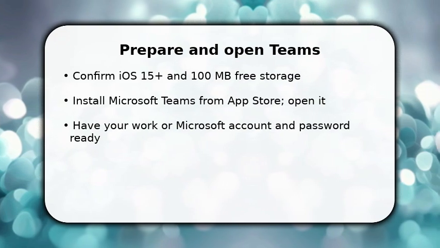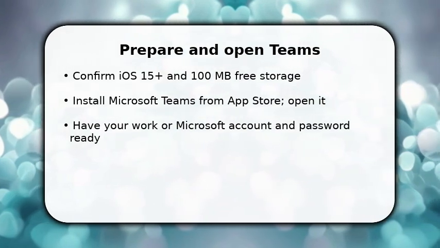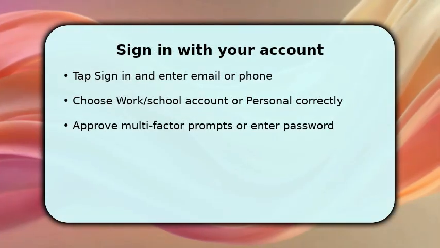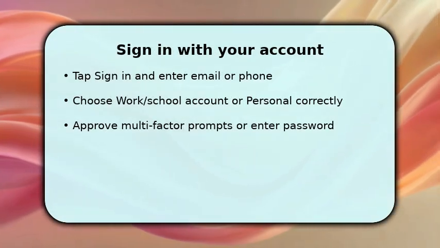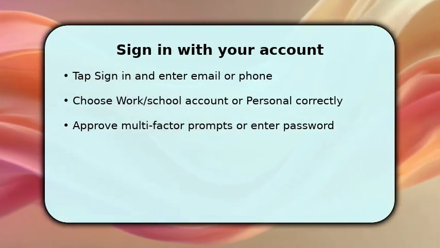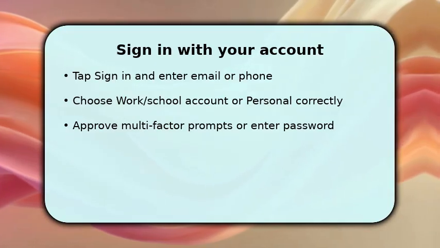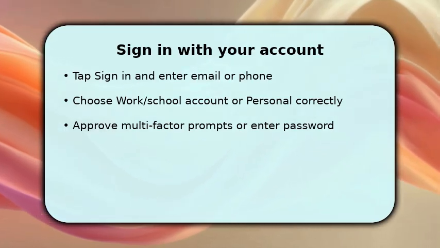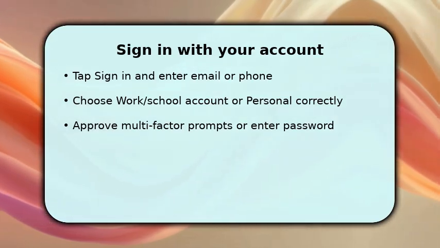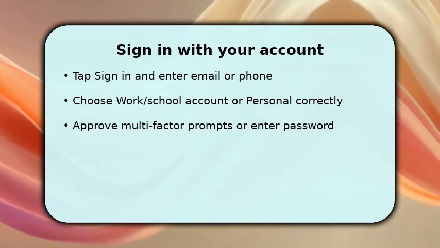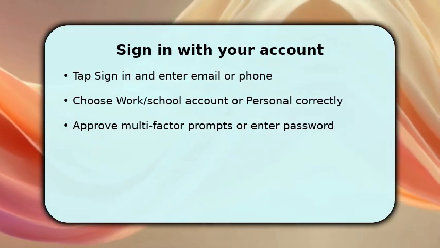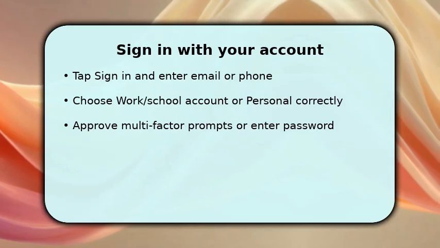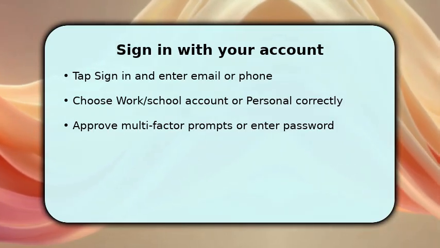You tap Sign In and type your full work or Microsoft email address, then choose work or school account if prompted. That decision routes you to proper authentication. Next, enter your password, and when asked, complete multi-factor authentication: approve the push, enter a code, or use an authenticator app. Make sure to allow necessary permissions like notifications and calendar access so Teams integrates with your device.